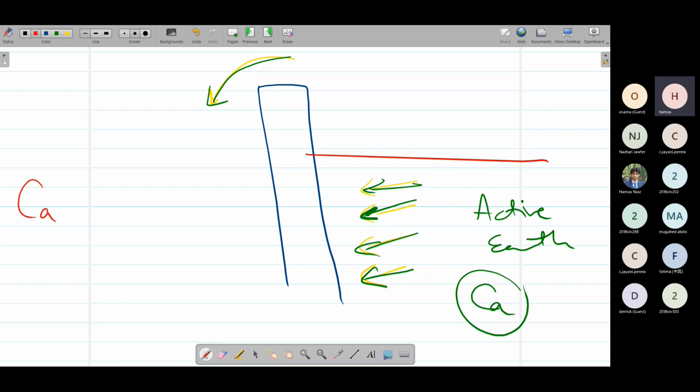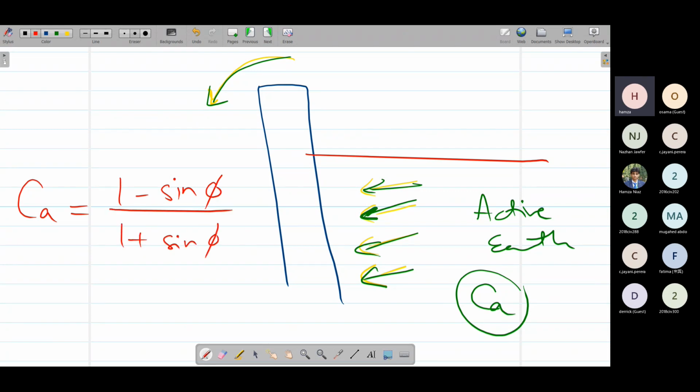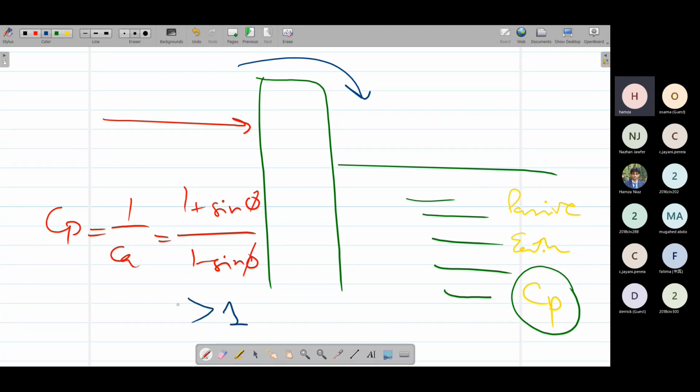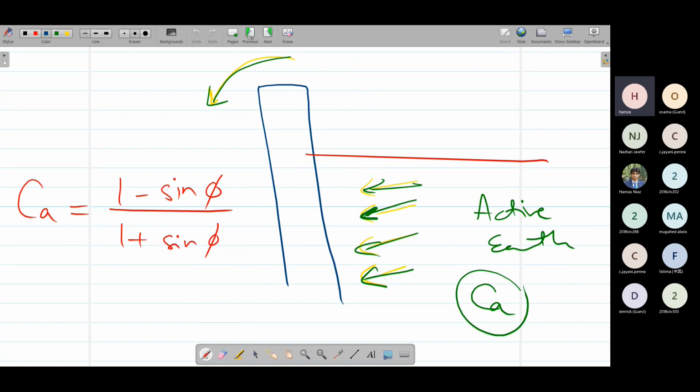So the formula is simple. The Ca formula is (1 minus sine phi) divided by (1 plus sine phi), where phi is the angle of internal friction. So this is the formula of Ca. The Cp formula is its inverse, 1 over Ca, that is (1 plus sine phi) over (1 minus sine phi). And just remember that Cp is always greater than 1, while Ca is always less than 1.